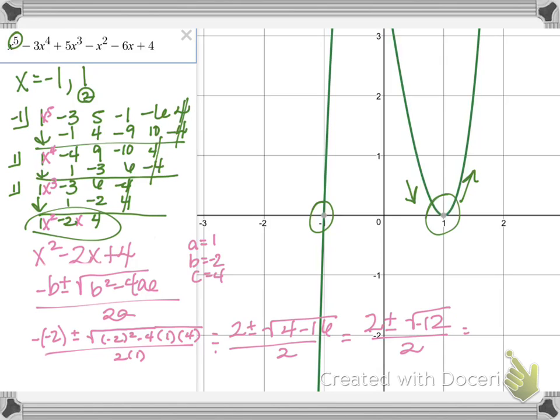And so this can be reduced into 2 plus or minus 2i times the square root of 3. Remember, if you have a negative, it can come out and turn into i. And then if you simplify the square root of 12, that'll give us 2 times the square root of 3. And so now that we have this, we can go ahead and reduce all these 2's, and it'll end up being 1 plus or minus i times the square root of 3.